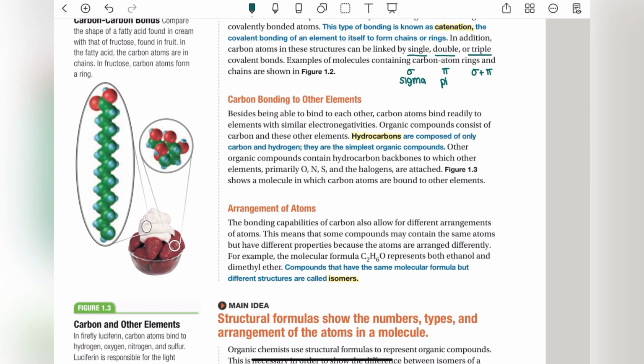Next, we have carbon bonding to other elements. Besides being able to bind to each other, carbon atoms bind readily to elements with similar electronegativities. Organic compounds consist of carbon and these other elements. Hydrocarbons are composed of only carbon and hydrogen. They are the simplest organic compounds. Other organic compounds contain hydrocarbon backbones to which other elements, primarily oxygen, nitrogen, and sulfur, and the halogens are attached. Figure 1.3 shows a molecule in which carbon atoms are bound to other elements.